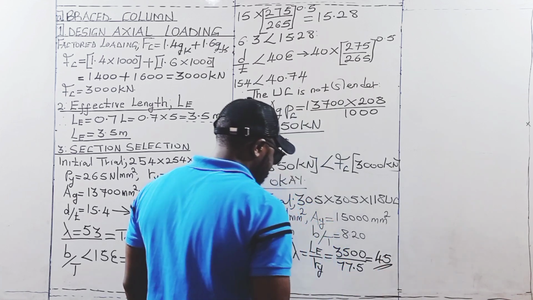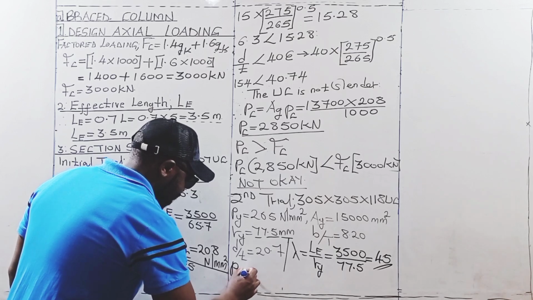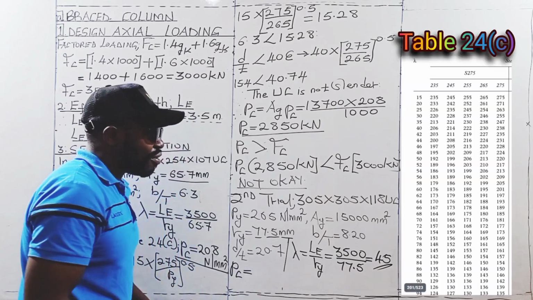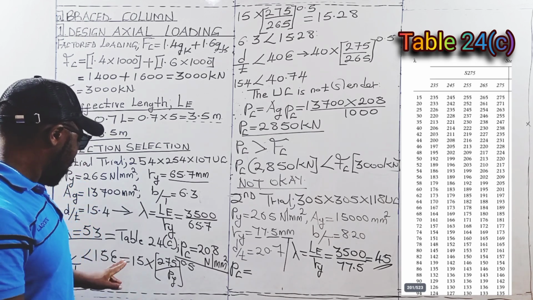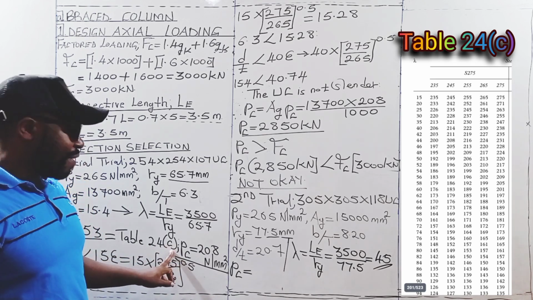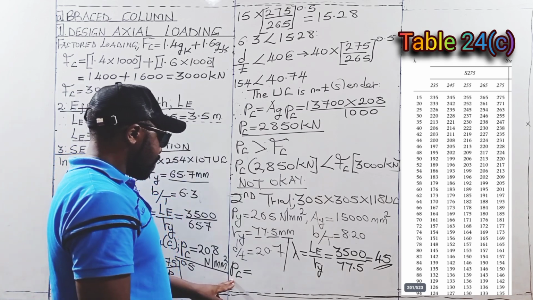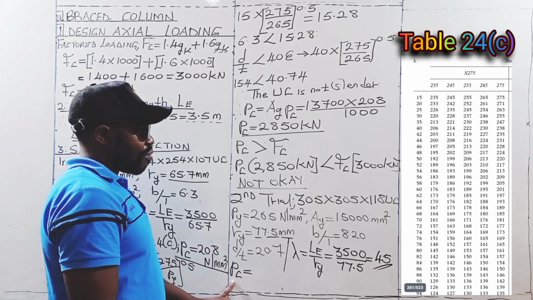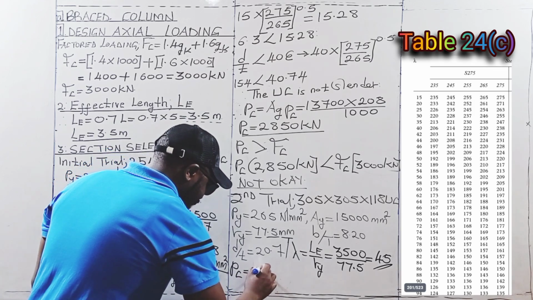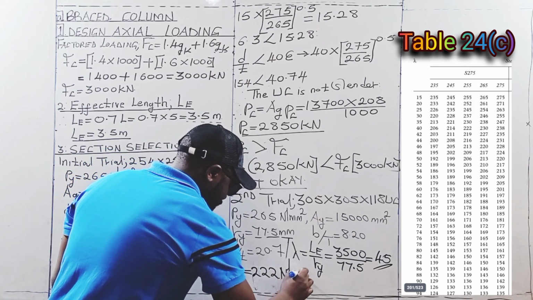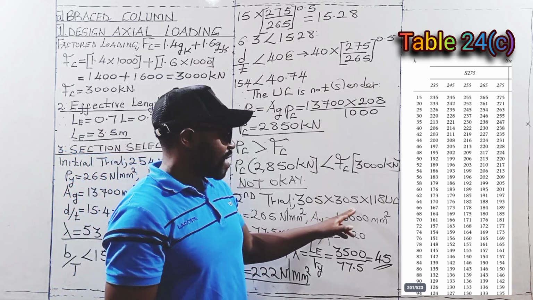So we are going to use this slenderness ratio of 45 to determine the compressive strength of this steel section. And this information, we are going to get it from table 24C of the BS 5950. And from the BS, the compressive strength of this section with a slenderness ratio of 45 is going to be 222 newtons per square millimeter. Therefore, that is the compressive strength of this steel section.